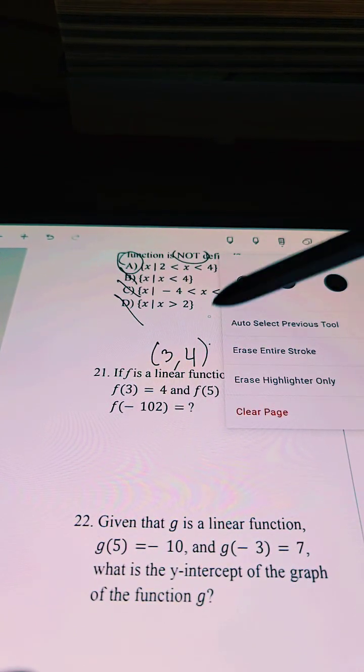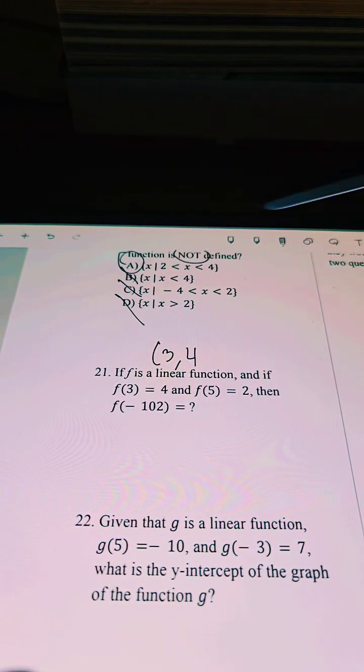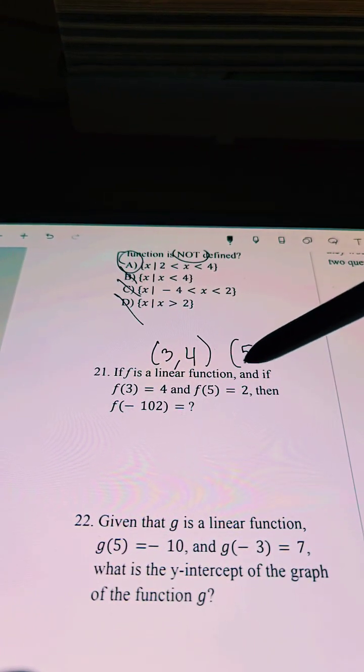Oops. Let me erase that. Why is it not doing it? There we go. And then we've been given 5, 2 as well.